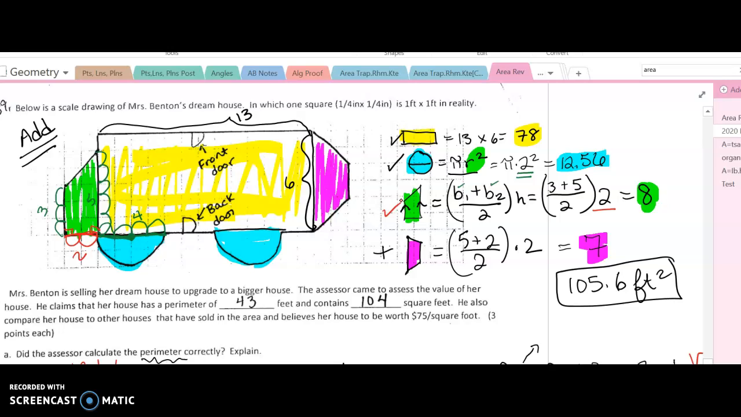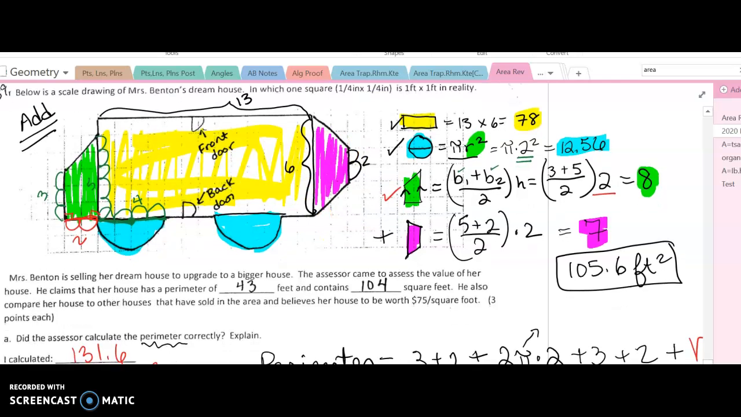And then for the purple trapezoid, same idea as the green trapezoid. You have 2 for this base and 6 for the other base. Oh my, did I count wrong? 1, 2, 3, 4, 5. Sure enough, it's 6, Miss Benton. 6 plus 2 gives us 8, 8 divided by 2 is 4, 4 times 2 is 8. So this comes out to 106.6 when you add all of those together.